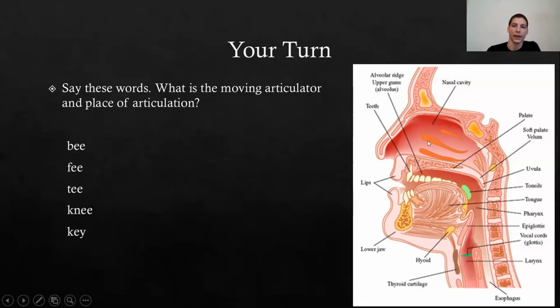So again, I have the chart here. The important ones: lips, teeth, alveolar ridge, palate, velum. English does not have uvular sounds, so I can rule that out for you. All right, so for B, what's our moving articulator? Lips is the moving articulator for B, and what is your bottom lip touching when you say B?